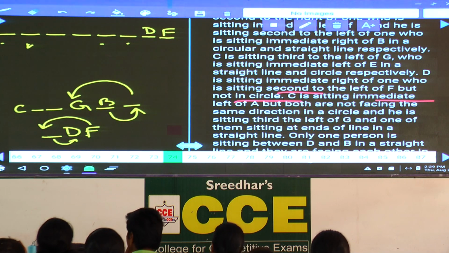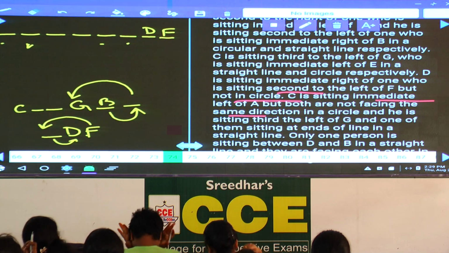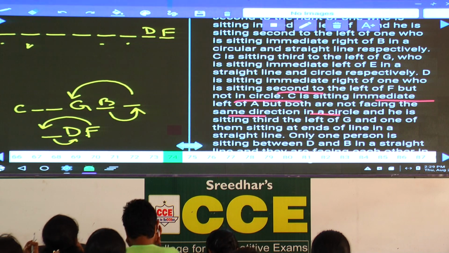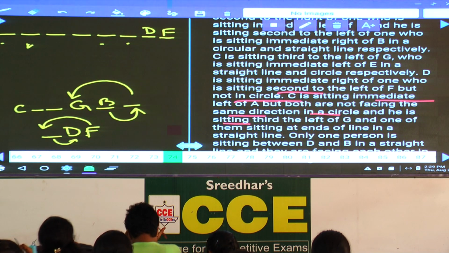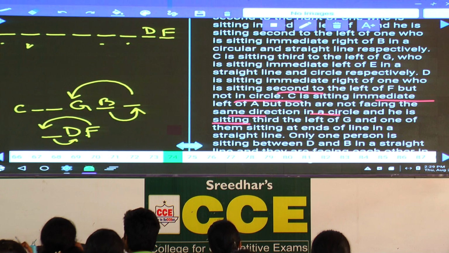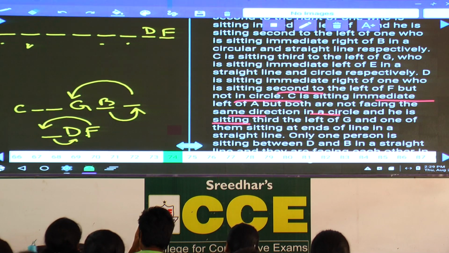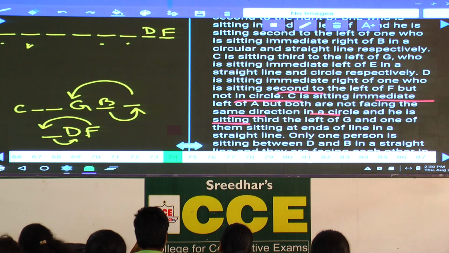Then C is sitting to the immediate left of A, but both are not facing the same direction in a circle. And C is seated to the left of Z. And one of them is sitting at the end of the line. As one of them, C or Z, between these two persons, one is at the end. Now G cannot be at the end because to the left hand side of G there are at least 3 persons, and to the right hand side of G there is B, isn't it? Hence G cannot be at the end, hence C must be at the end.